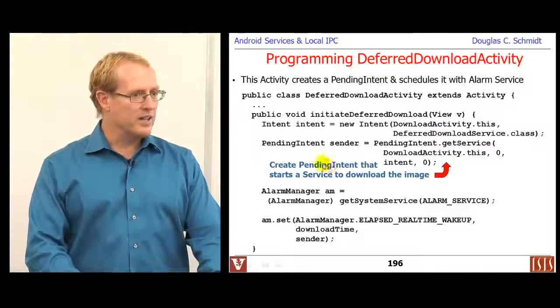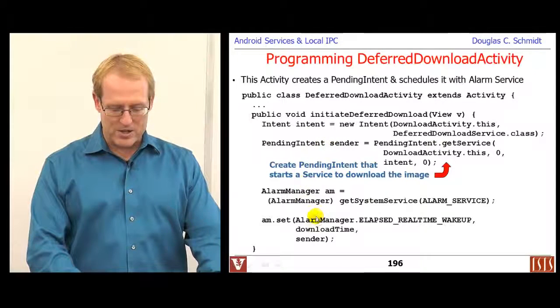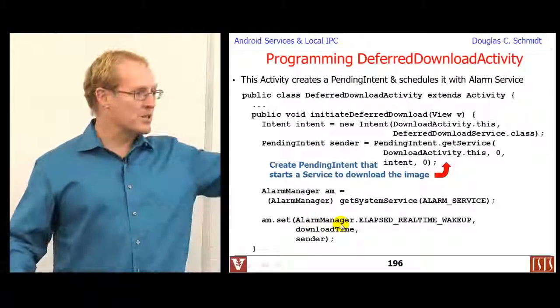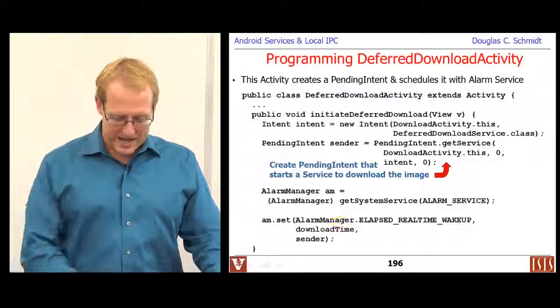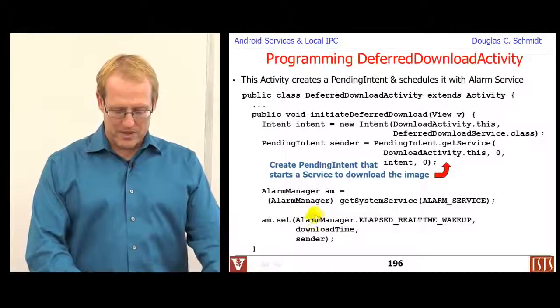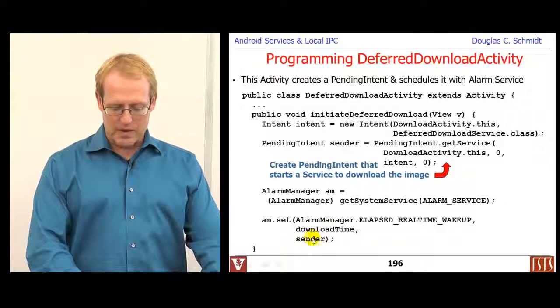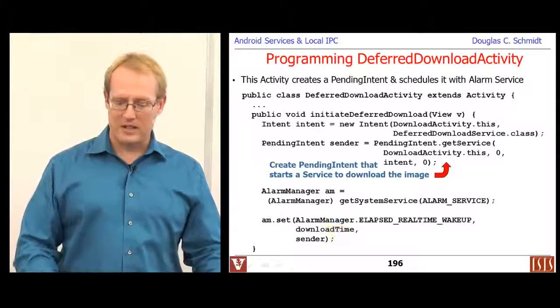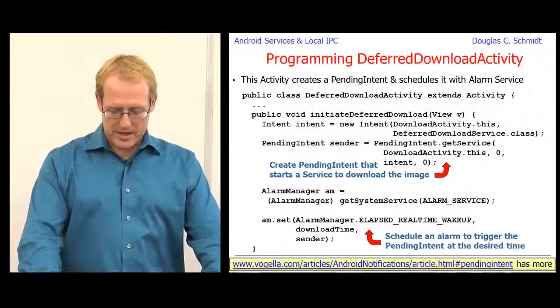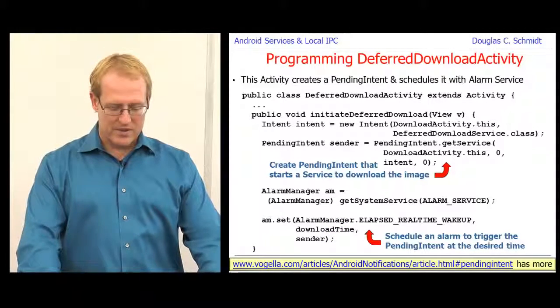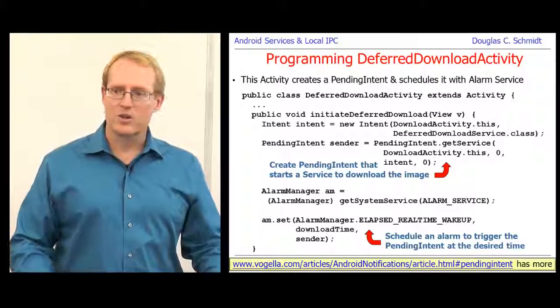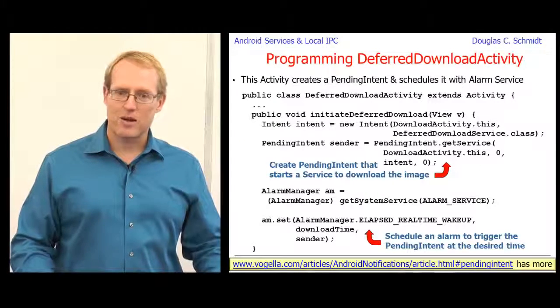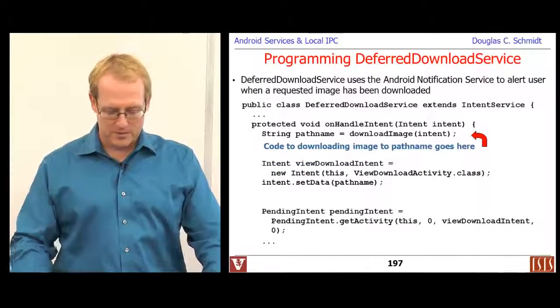We then go ahead and get the alarm service, and we register this guy to wake up at some point in the future, and we send him the sender, which is the pending intent, and the time that we want him to run down the road. All right, so that's the deferred download activity. You could read more about this. Lars Vogel has a nice tutorial about pending intents that shows some of this stuff too.